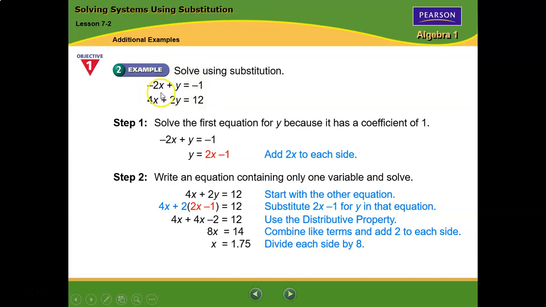So we're going to take negative 2x plus y equals negative 1, and we're going to substitute what we found for x in for x. So we're going to take this x out.